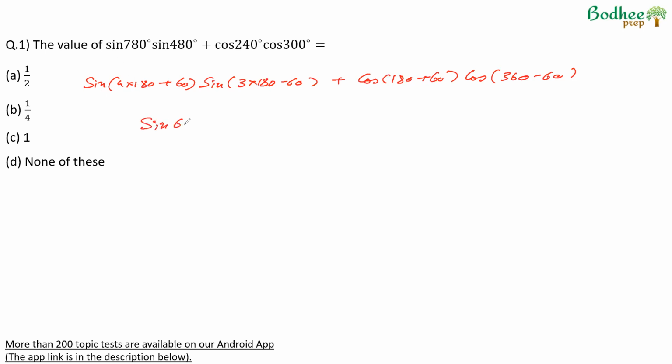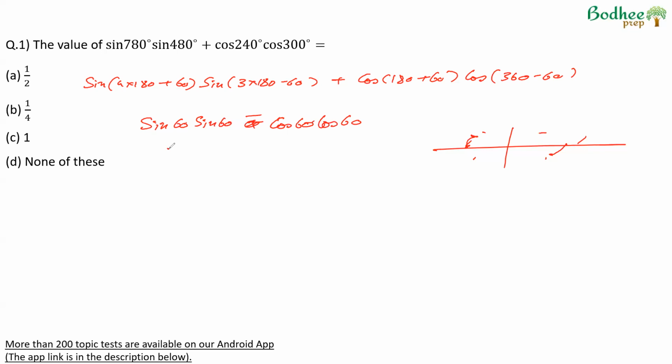So, sine 60. 3 into 180 is an odd multiple of 90: 3 into 180, 540 minus 60. 180, 360, 540. 540 minus 60 again will be in the second quadrant, so positive. We write sine 60 plus cos of 180 plus 60. Here cos is negative, so we write minus cos 60, since 180 is an even multiple of 90 and cos remains cos. Cos of 360 minus 60 is in the fourth quadrant, so cos is positive. 360 is an even multiple of 90, so cos remains cos 60.